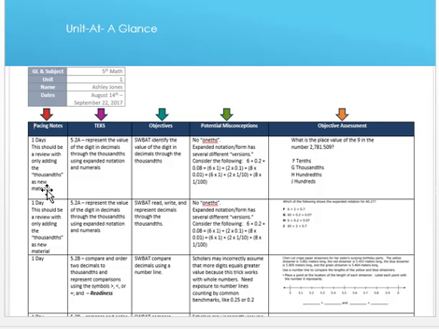Now keep in mind though that the unit assessment day, the unit assessment has to be done by the end of that unit. So make sure your pacing allows time for you to take that unit assessment.